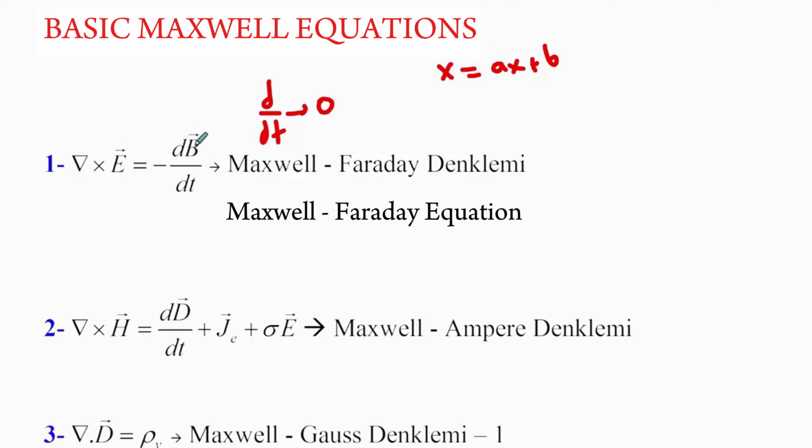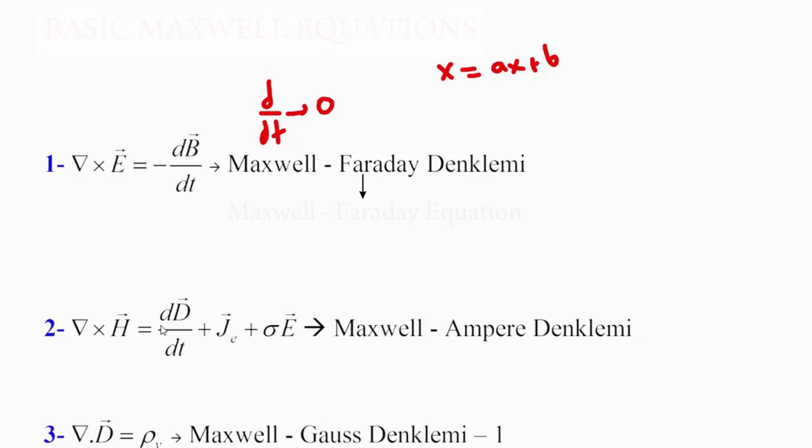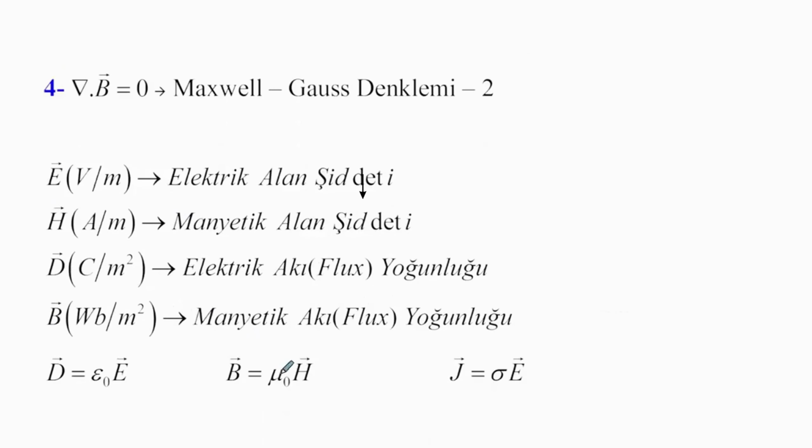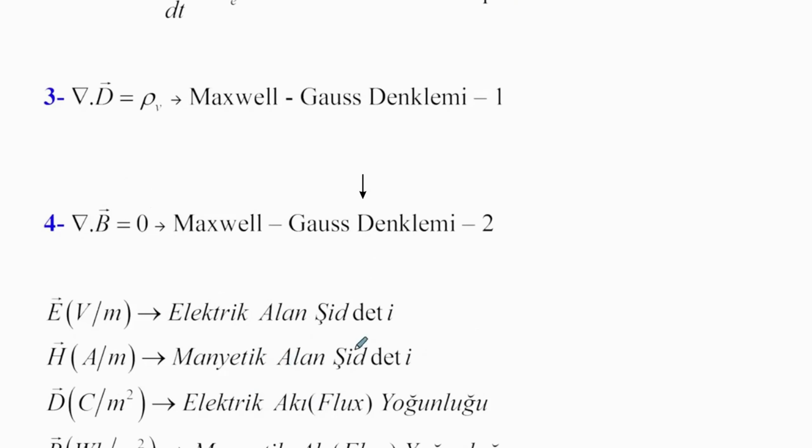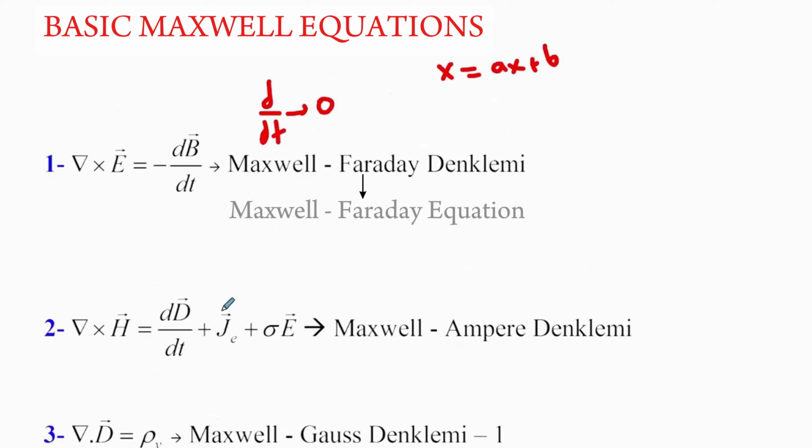Now let me try to explain what I mean by this. For example, you can think of B and H in the same way here, because the only difference between B and H is that we can reach B by multiplying H by the permeability constant. So we can think of B as somewhat like H. In other words, we can consider it as a magnetic field, which is not very different. Now, what does the first equation tell us about the magnetic field? First of all, why is it called the Maxwell-Faraday equation? Let's talk about that first.